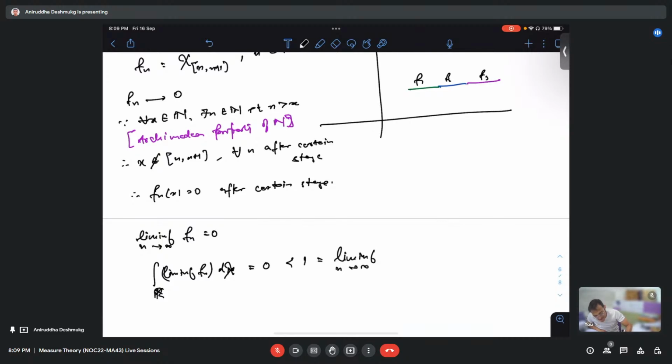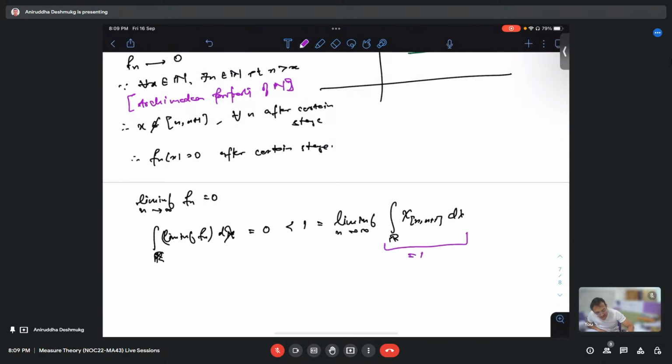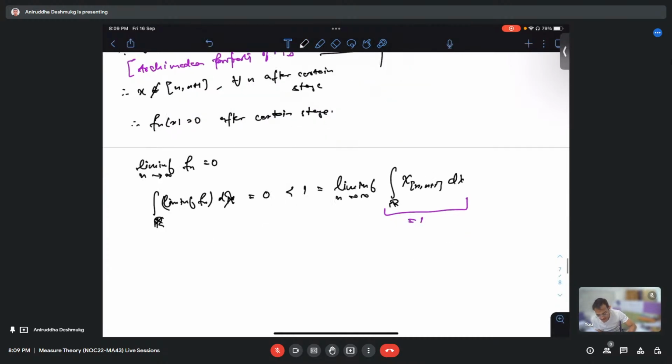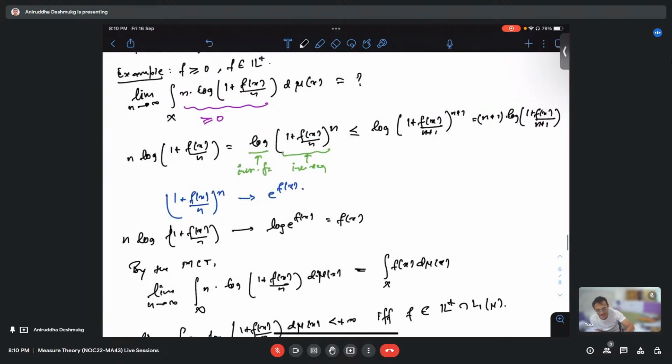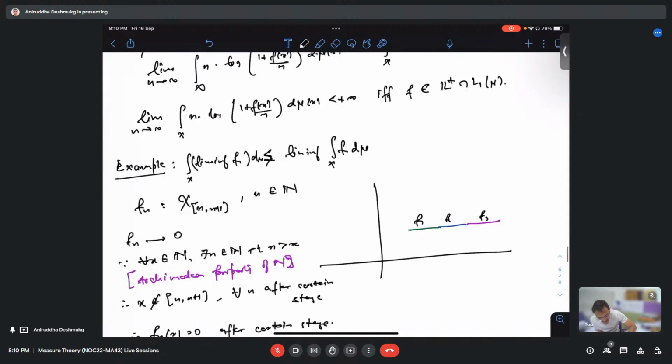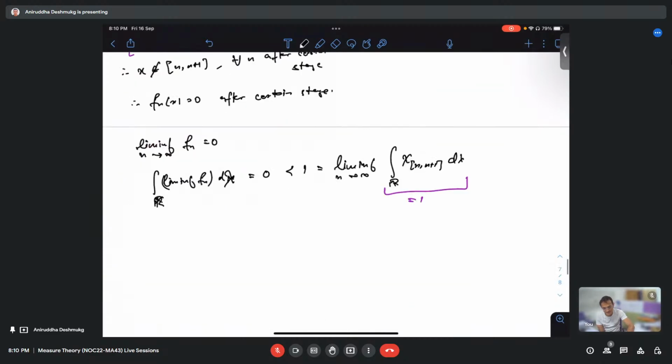And 1 is the liminf of these individual integrals. Why is that so? Because each of these is actually equal to 1, and the liminf of a constant sequence is the same constant. So we have seen two more examples. One is an application of the monotone convergence theorem, and the second is where we can have a strict inequality in Fatou's lemma.